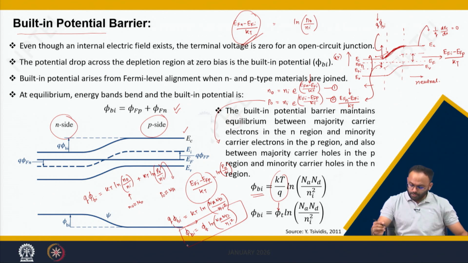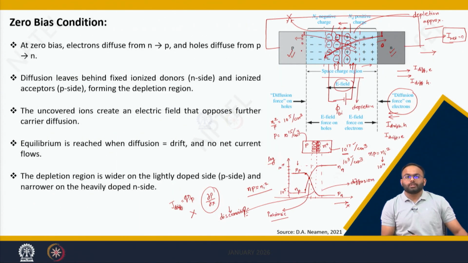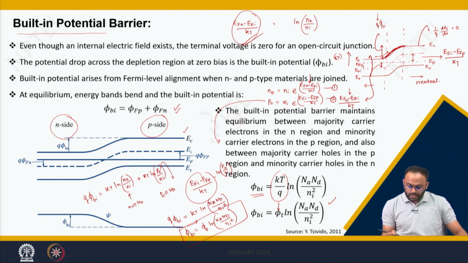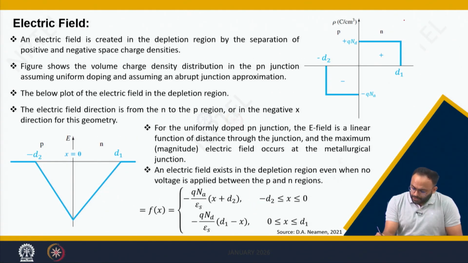Interestingly, if you remove this connection, the internal built-in potential will still not be destroyed. It will exist even in zero bias condition, which is called the equilibrium condition. We can derive an interesting junction law by using this equation. So the built-in potential phi bi is nothing but phi t log of Na Nd by ni squared, where Na and Nd are the doping concentrations of the p side and n side.